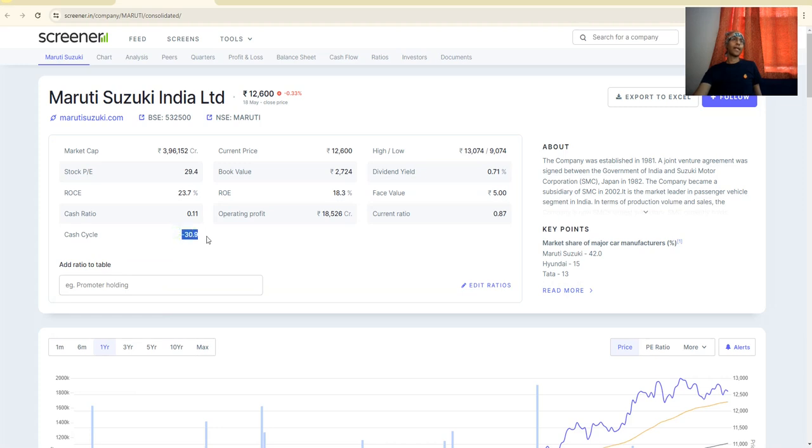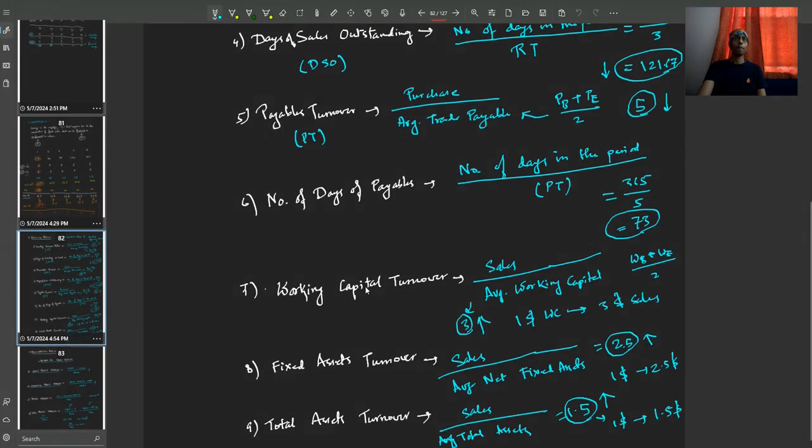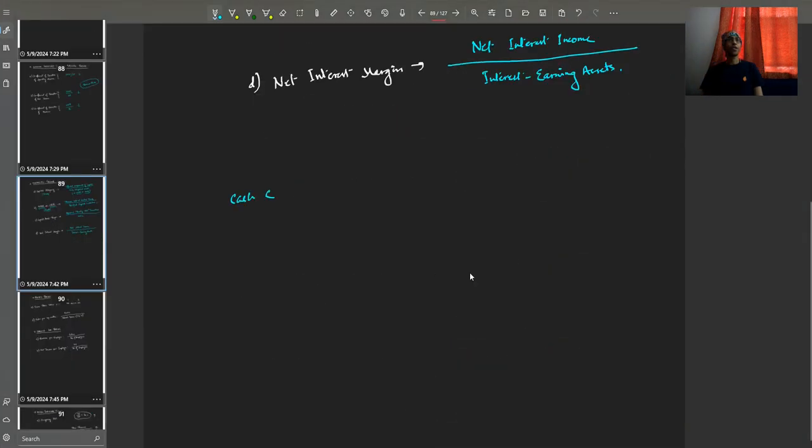Yep, that is also negative. So they are doing their business entirely in credit. If you remember cash conversion cycle, let me get back to the board. So cash conversion cycle, this is basically days inventory on hand, days receivables in hand minus days payables in hand, right?